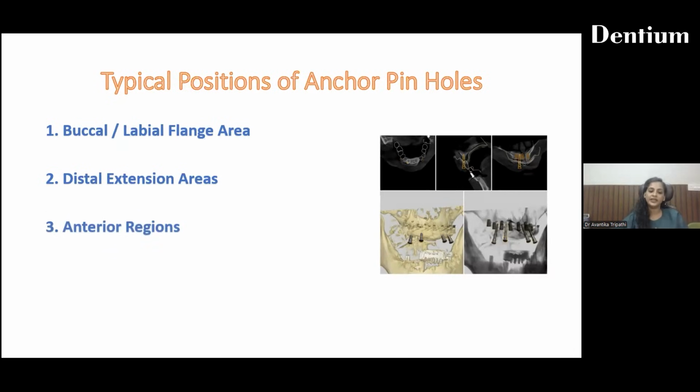Third can be the anterior region. It is going to provide a 3-point stability to the surgical guide. That is why, if the implants are being planned in the posterior region, we usually put an anchor pin in the anterior region, which is going to provide a 3-point stabilization. Fourth, palatal or lingual site. If the buccal or labial flange area is unapproachable, then we usually plan the anchor pin holes on the palatal or lingual site.